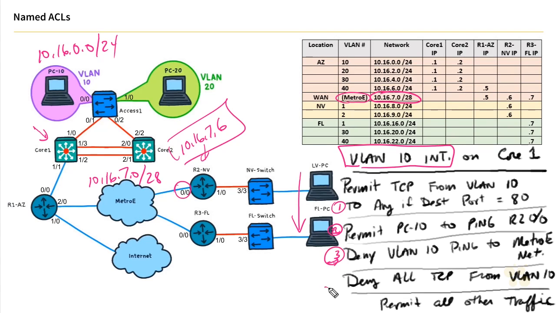Great. And then deny all TCP traffic from VLAN 10. So up here, it had permit TCP traffic from VLAN 10 if it was port 80. So this statement is then saying we're going to deny everything else. So if there's a match on line 1 here, or this first entry, that traffic will flow, but anything else will be denied based on this one right here. And then the final entry is going to be permit all other traffic.